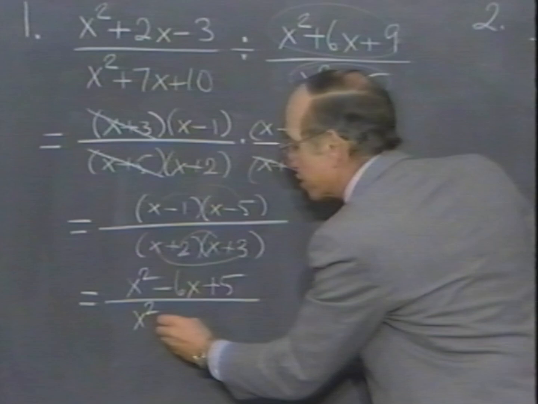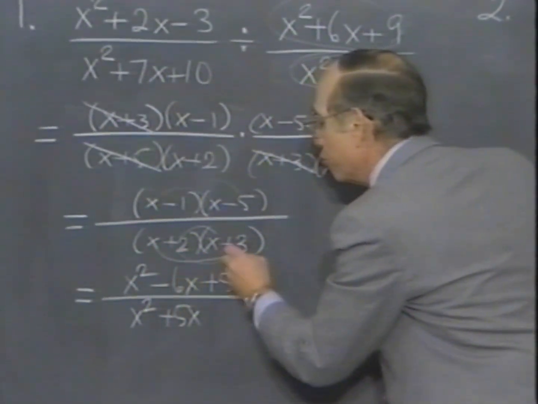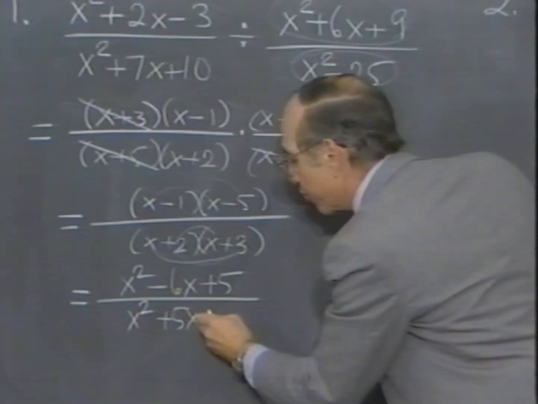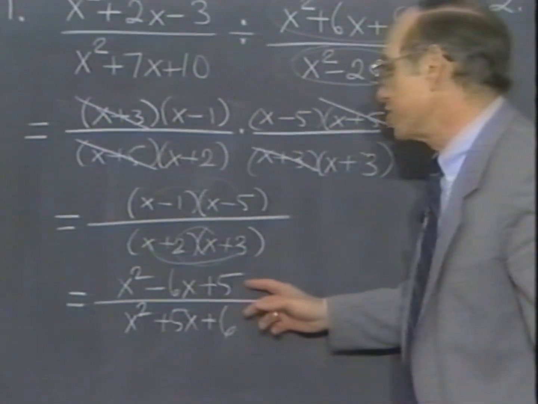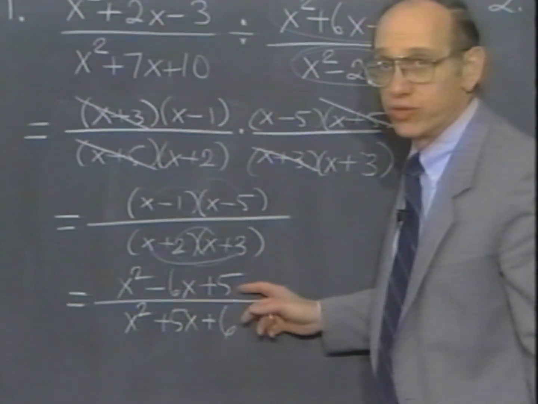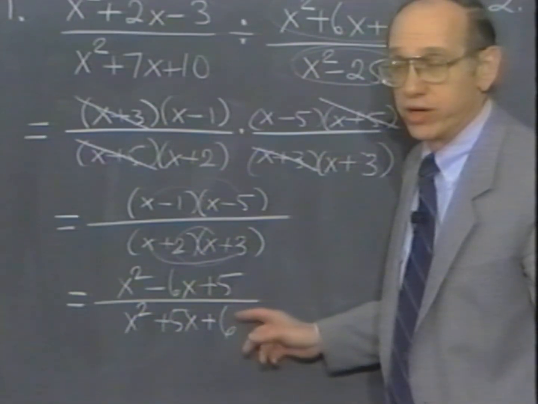3x plus 2x is 5x. 2 plus 3, 2 times 3 is plus 6. So we could have left the answer in this form, a trinomial divided by a trinomial.